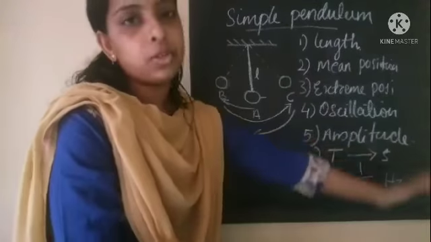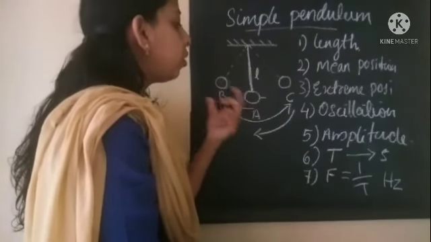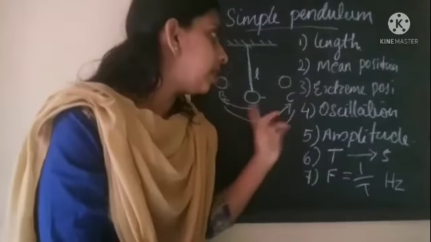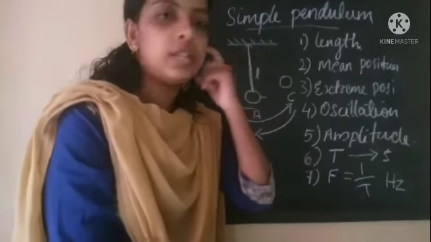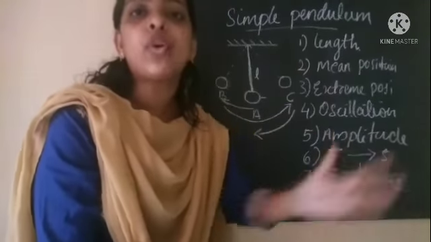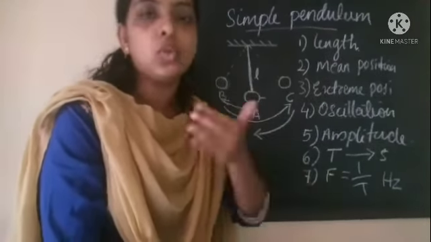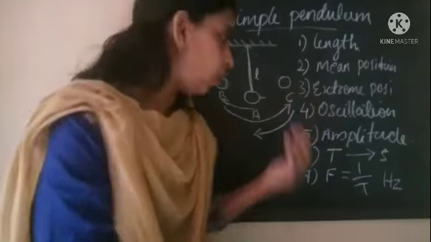Then extreme position. Extreme position is the maximum movement of the bob from the mean position. That is considered as what? Extreme position. Then what is oscillation? The to and fro motion of the bob is considered as oscillation.